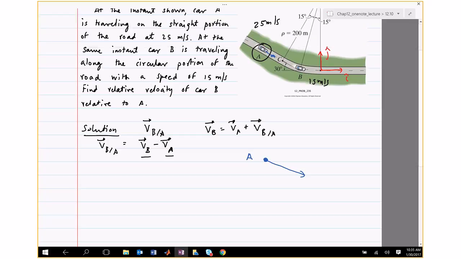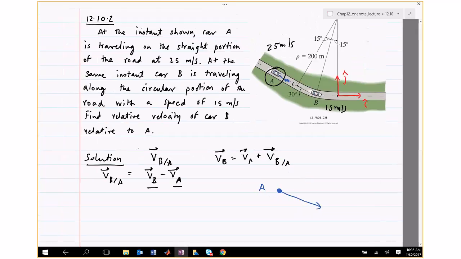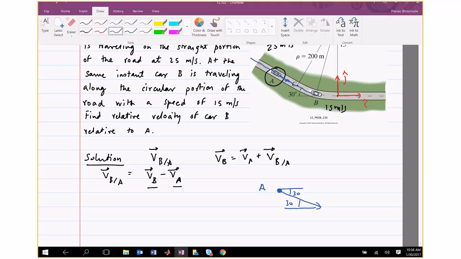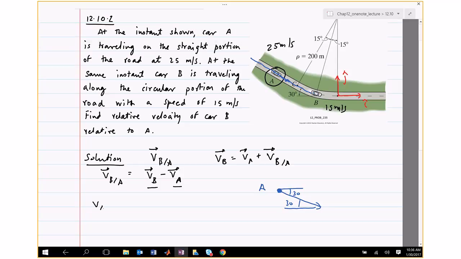Okay, so given that, let's try to see if we can find the x and y components of the velocity. What we're given is that this line makes an angle of 30 degrees, so this thing here is also going to be 30 degrees. So velocity of A is 25, the magnitude, times the unit vector in the direction of motion of A. So a unit vector in this direction.